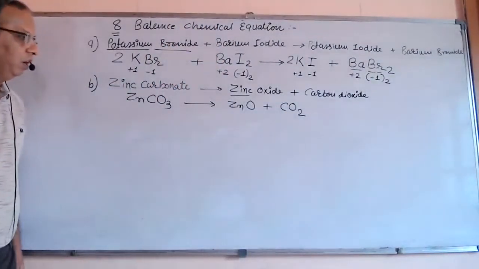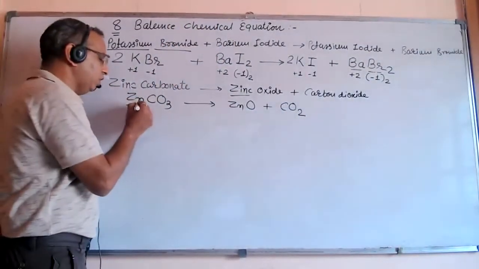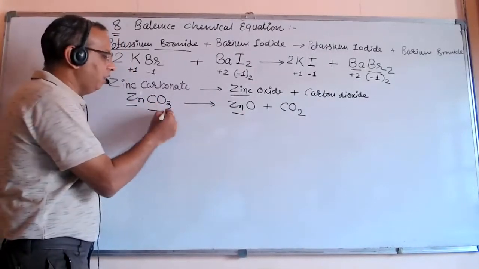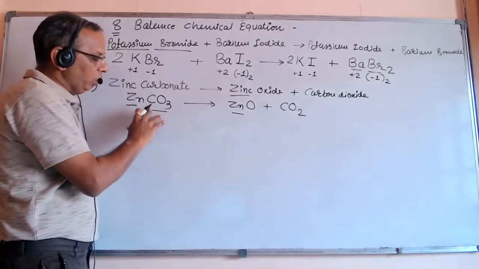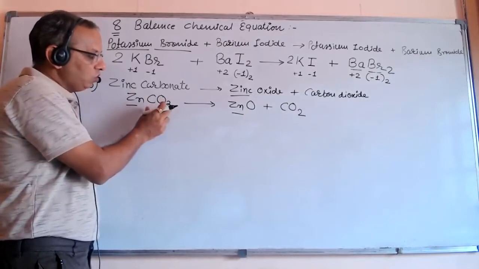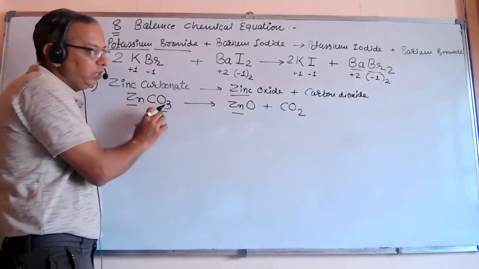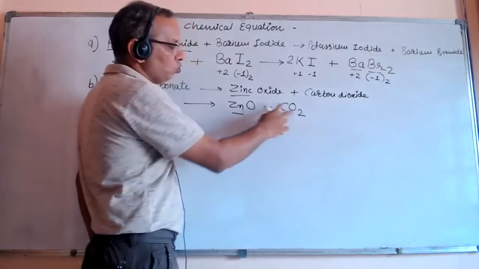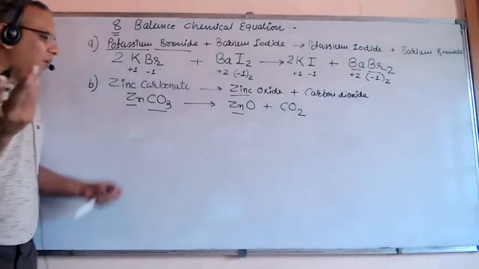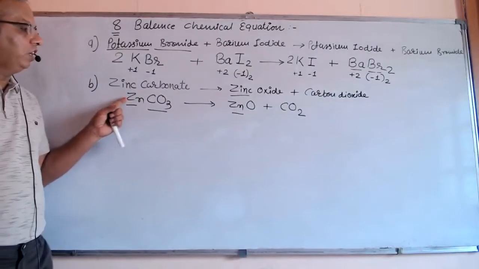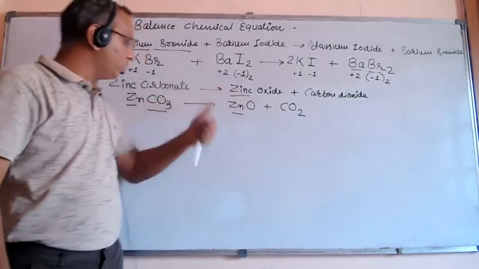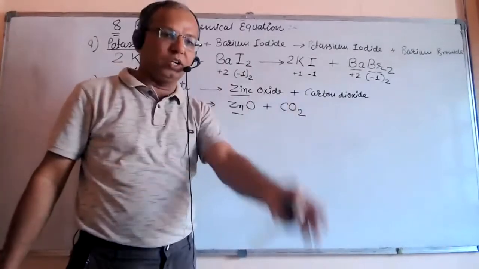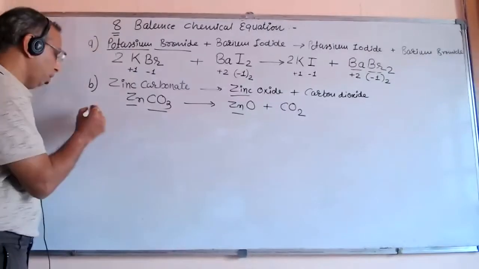It's so simple. Now you can see this is zinc 1, zinc 1. Carbonate, CO3. So this CO3 is split into oxygen and carbon dioxide. So CO2 and O. So total this is also CO3, or you can count independently: zinc 1, carbon 1, carbon 1, oxygen 3 on left side, oxygen 1 plus 2, 3 on right side. So this is very simple balancing.